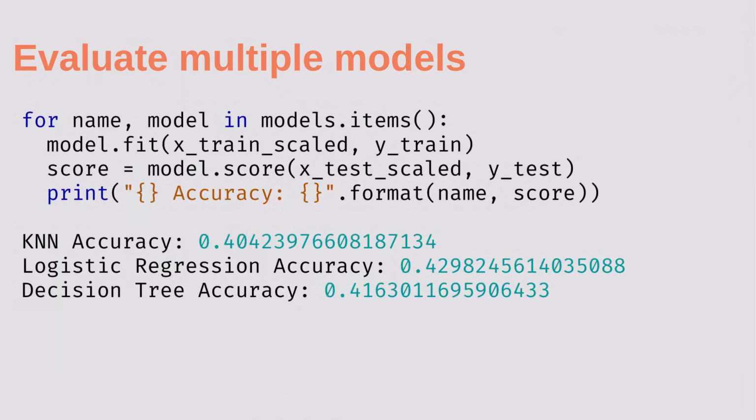To evaluate our models on the test set, we loop through the dictionary using the .items method. This lets us access both the model's name and the actual model object in each iteration. Inside the loop, we fit the model to our training data, make predictions on the test set, and then calculate accuracy. Finally, we print out the accuracy for each model so we can compare their performance. In this case, logistic regression gives us the best results, at least when using accuracy as our evaluation metric.